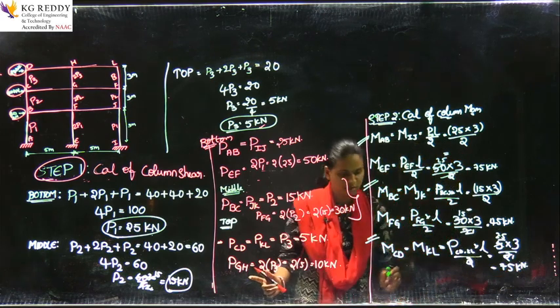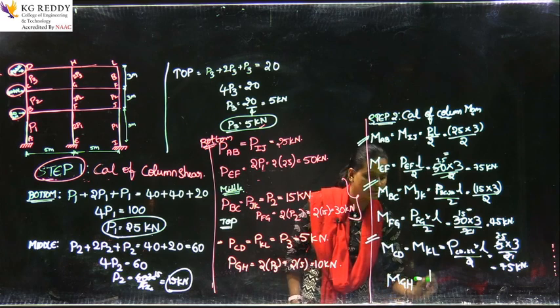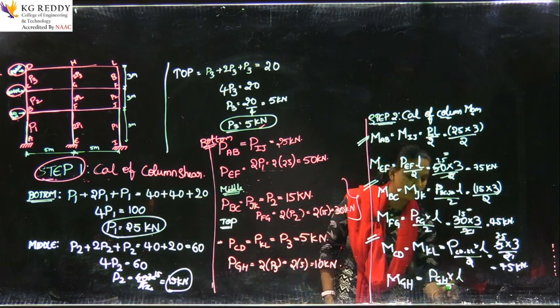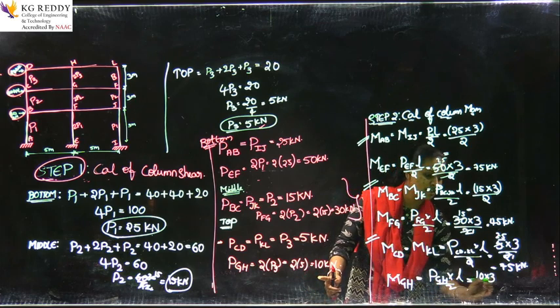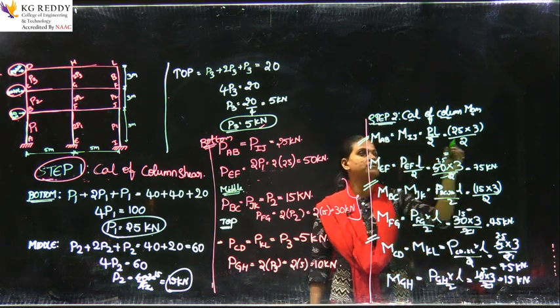Next, finally for GH, moments about GH is equal to load acting at GH into length by 2, and the load acting is 10, into length 3, divided by 2, so 15 kilonewtons. So these are the values.